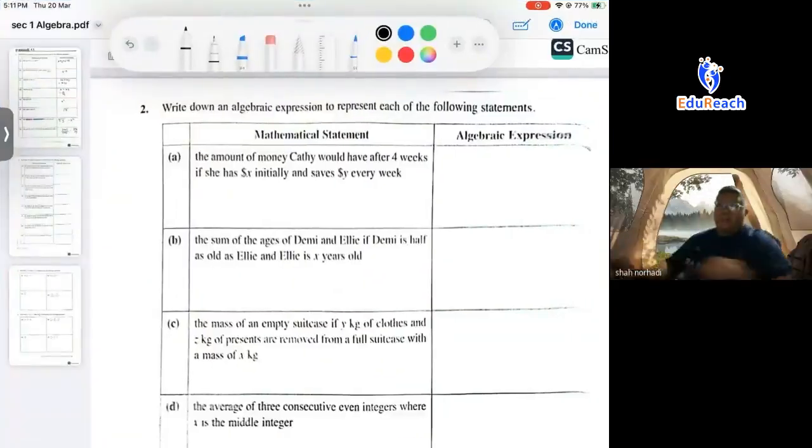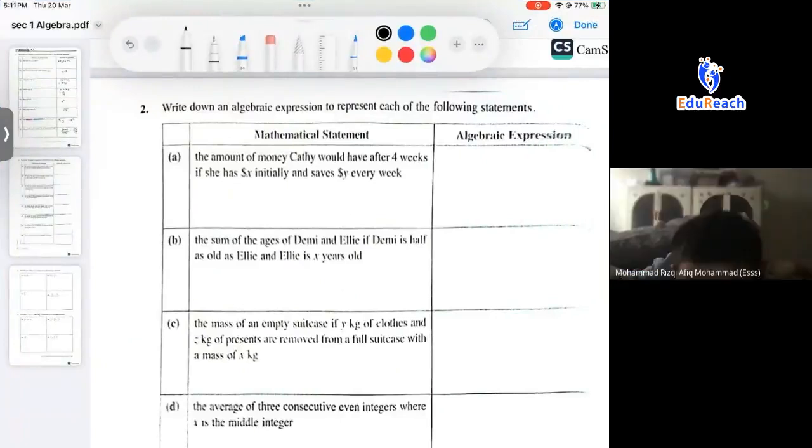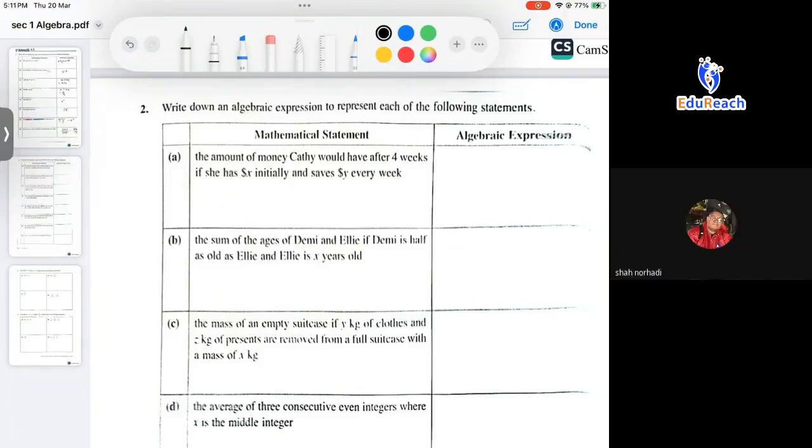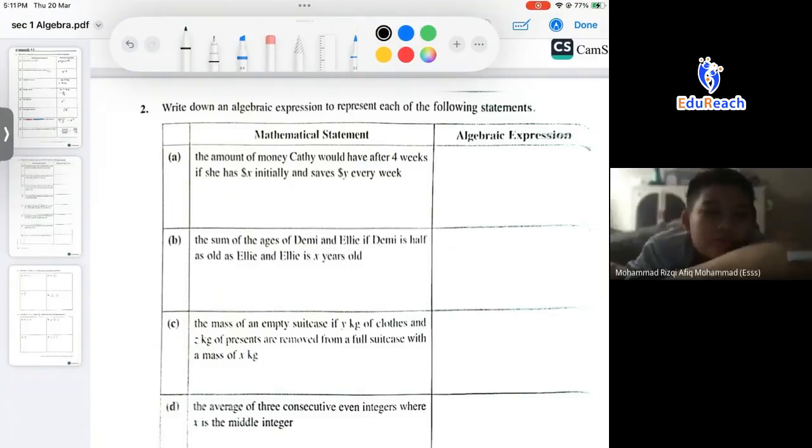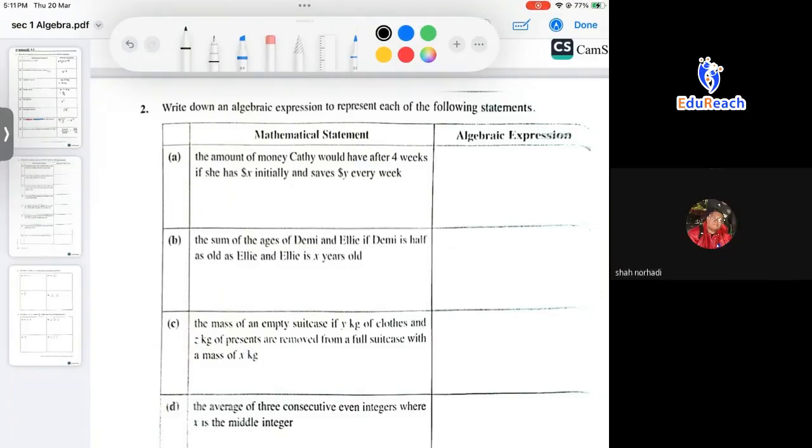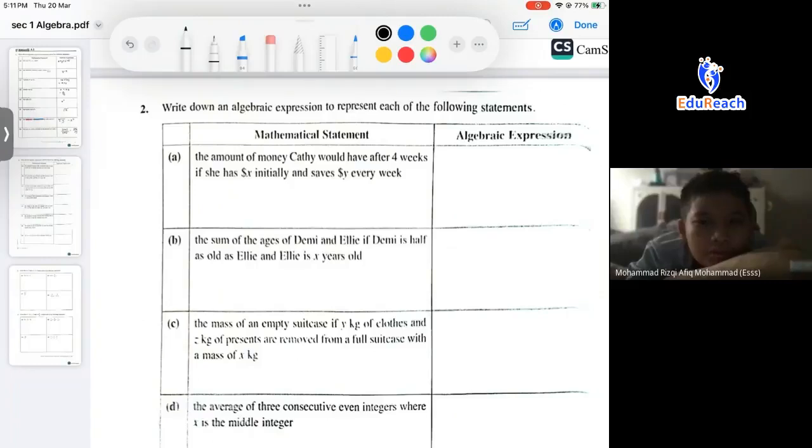Right. How's your 2A? How would you do 2A? X plus y, x plus y times 4, close bracket. Again. X plus y bracket, x times 4, y times 4, close bracket.